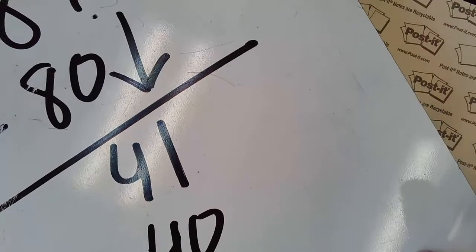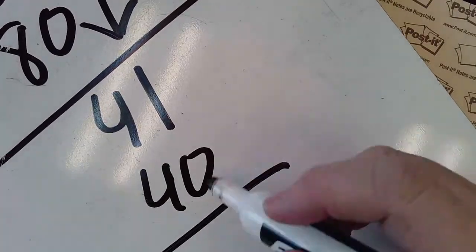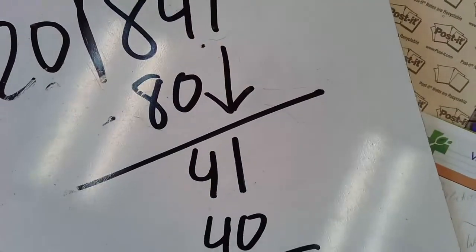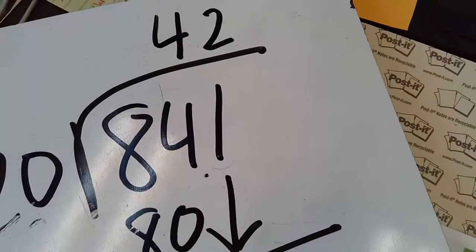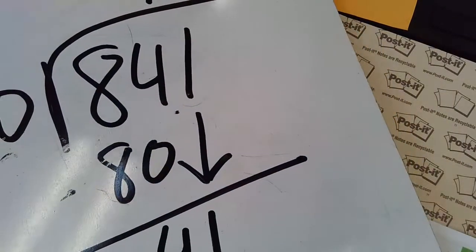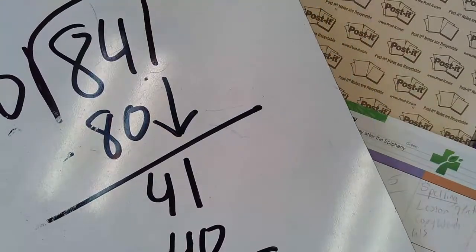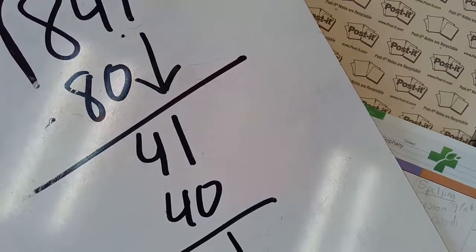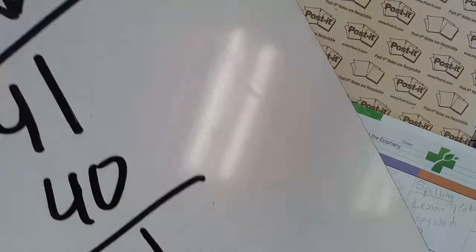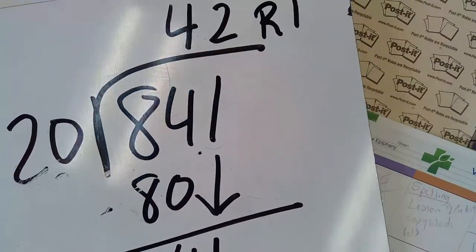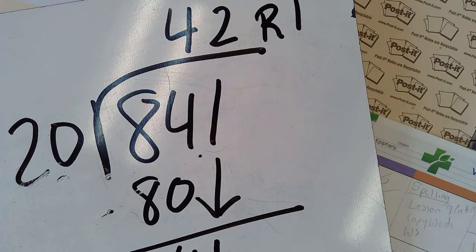Okay, got my 40. And I subtract. I look up here. Let me get this a little bigger. I look up here. I have nothing left to bring down, which means that 1 is my remainder. If you check on the calculator, you will see that that is correct. And that is how you do these kinds of problems.